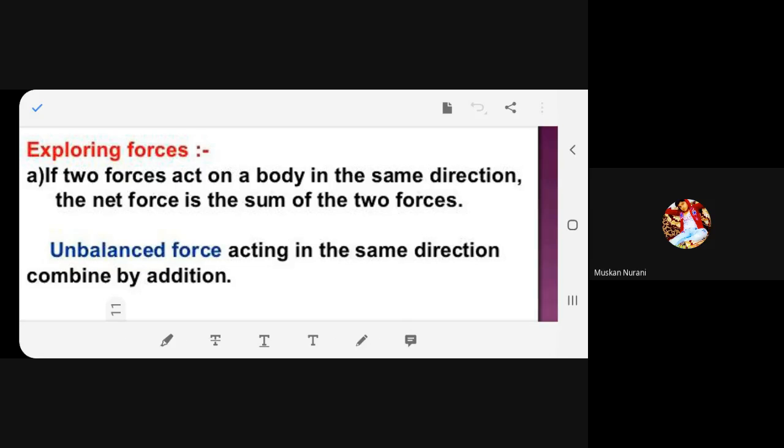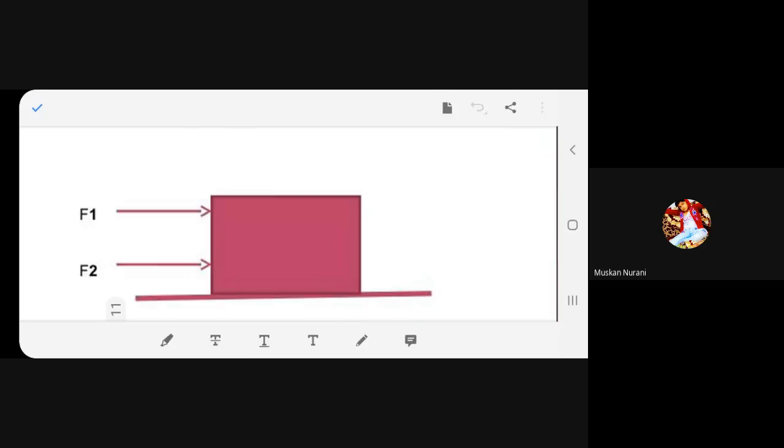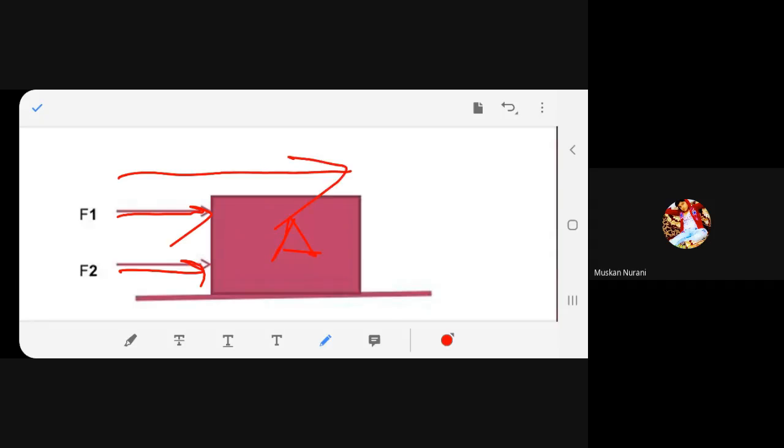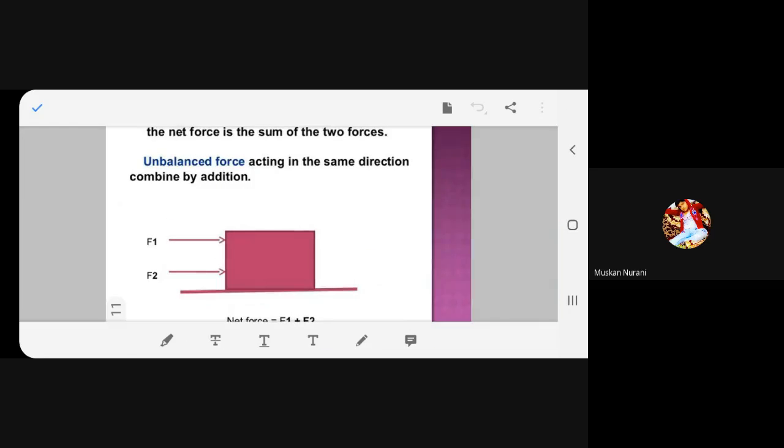Now two forces are acting on a body. Now this is the body A, and two forces are acting in the same direction. The direction is the same. So obviously the body will move in the same direction, isn't it? What is the resultant force? F1 plus F2. Simple, and they are unbalanced forces. Any problem? That's it. This is all about this.